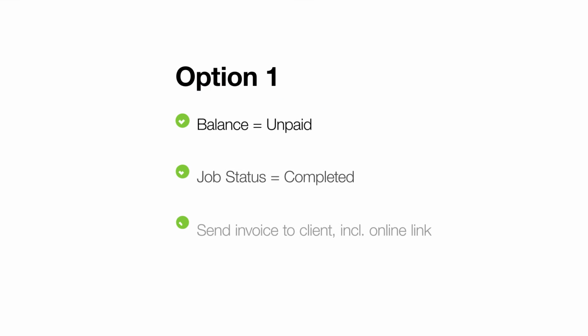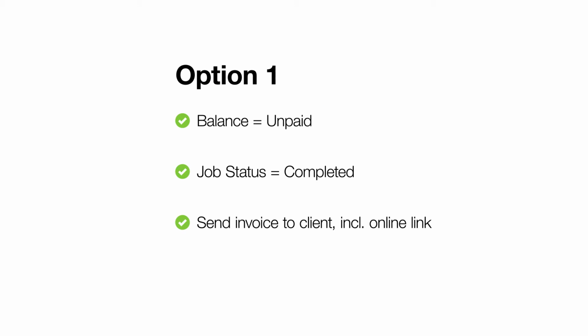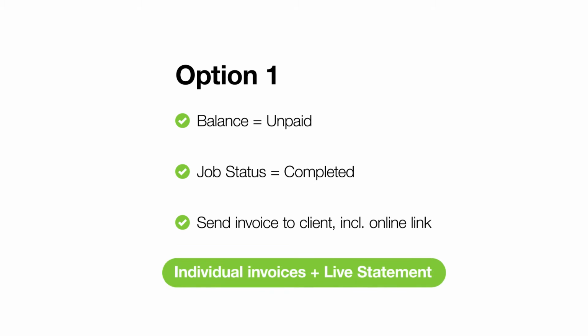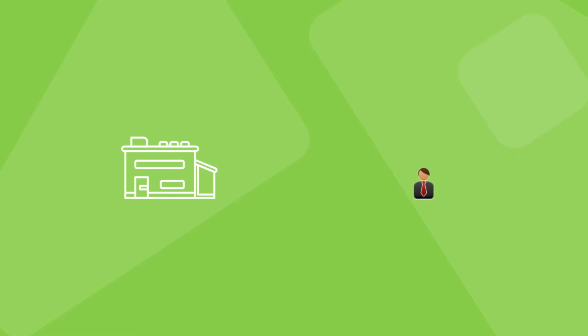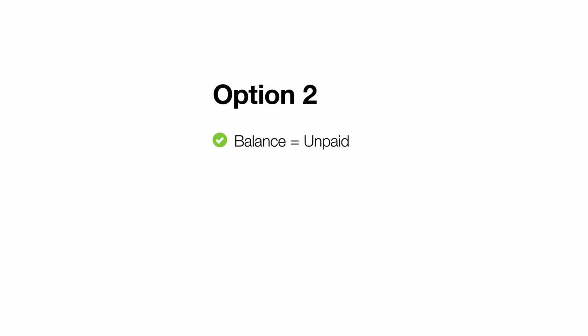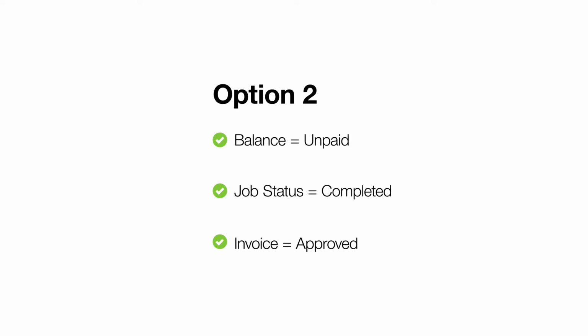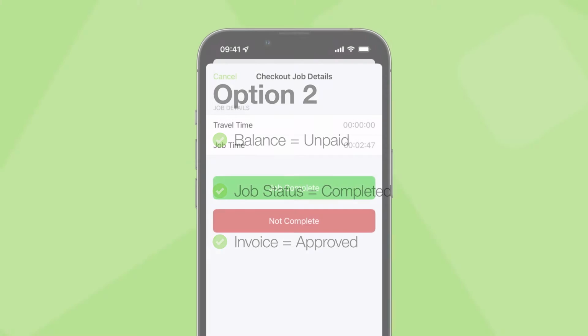With this option, your client will get every invoice just like normal, but they're also automatically sent a link to their live statement to see all their outstanding invoices in one place. However, some clients might not want to get every invoice on completion of every job. Option 2 for making an invoice appear on a client statement is to update the job status to completed, then simply approve it. There's no need to generate and send the invoice.